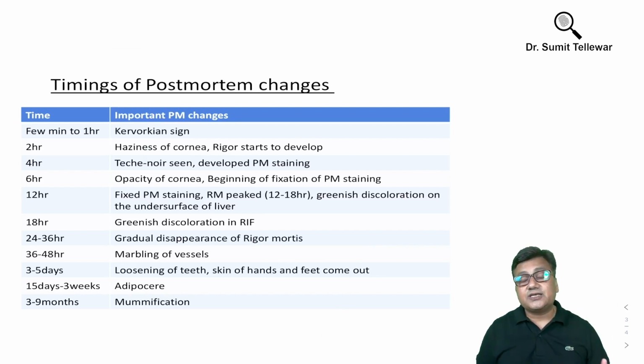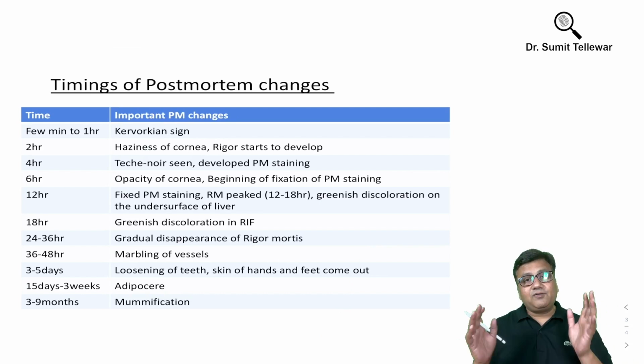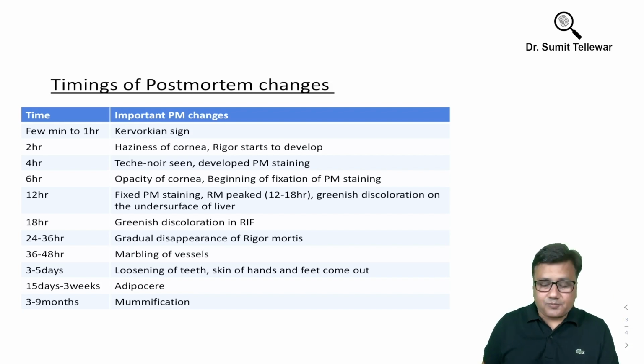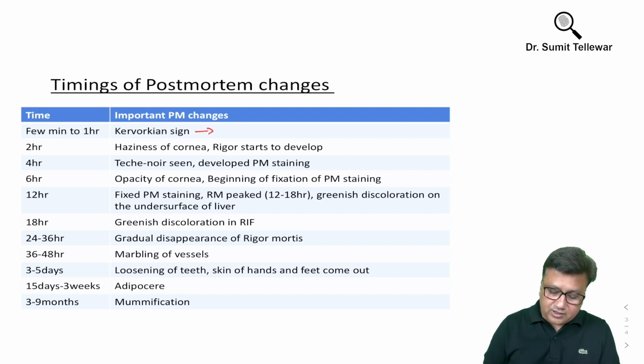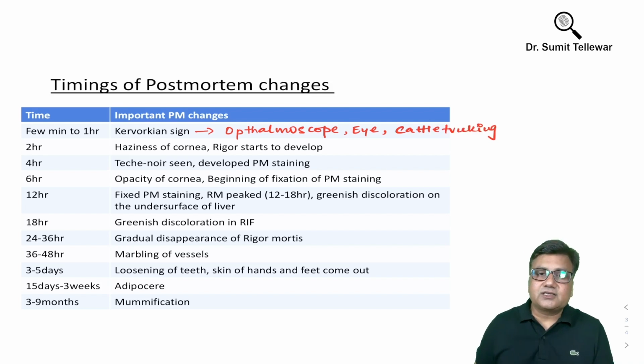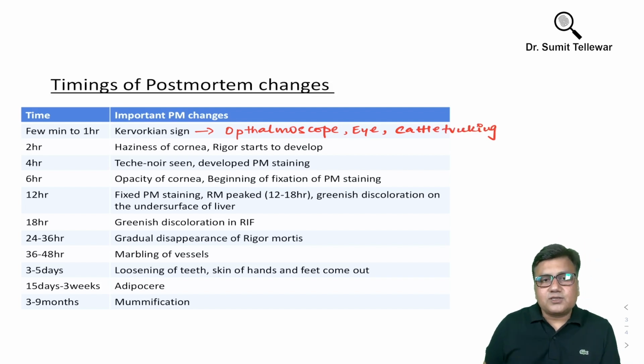So these are the things that we need to remember. What are the important changes that happen in the body after death which can help us in determining the time since death, right? So the first is few minutes to 1 hour. Kevorkian sign develops. We know this sign is seen ophthalmoscopically. We can see it only with an ophthalmoscope, obviously in the eye. Also known as cattle trucking sign, right? Second is, what do we observe in 2 hours? Haziness of cornea and rigor starts to develop.